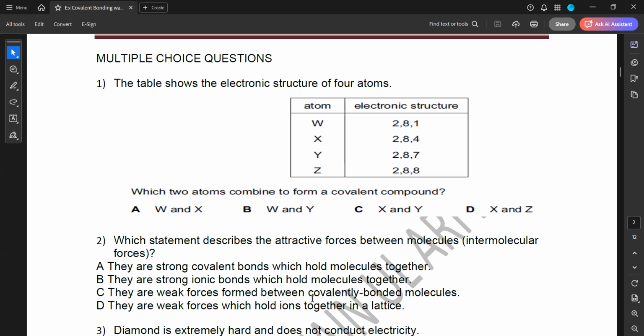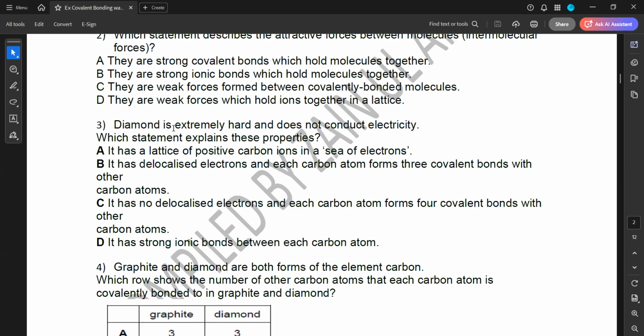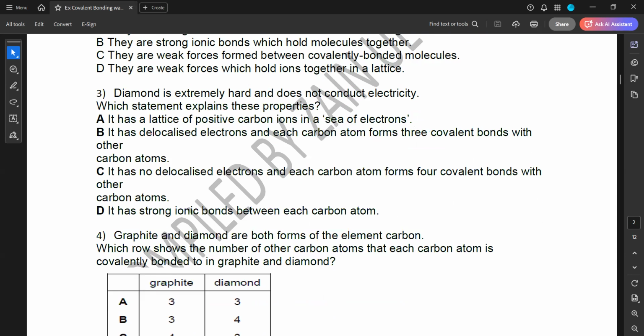So for question number 1, the correct answer is C. C is the right answer. Question number 2, any doubt? The correct answer for question 2 is also C. If you have a doubt about any question, I will give an explanation. Otherwise, I'll just state the answer and move on. Question 3. Any doubt in question 3? The correct answer for question 3 is also C.